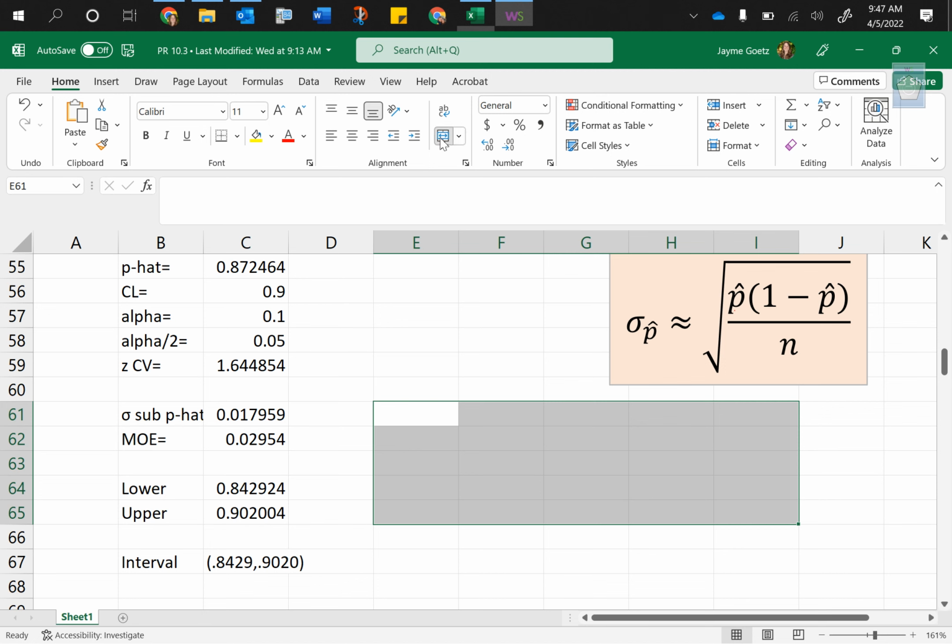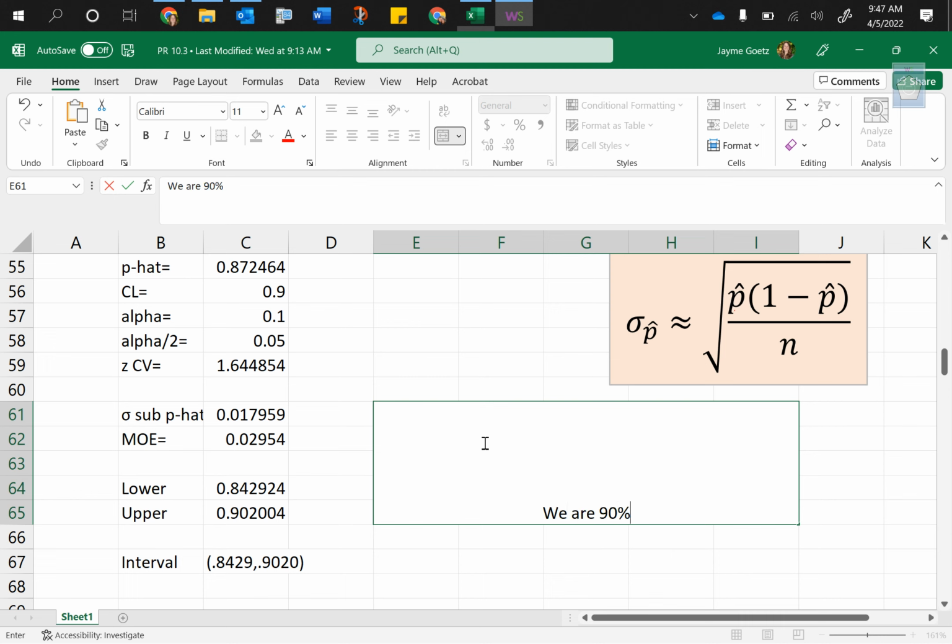Now, let's write a sentence to interpret our findings. This sentence is literally just saying, what did they ask us to find? We found these numbers. What do these numbers mean? We always start with, we are how confident? 90% confident that the true proportion, that's another way of saying population proportion, that the true proportion, and then what are we talking about?